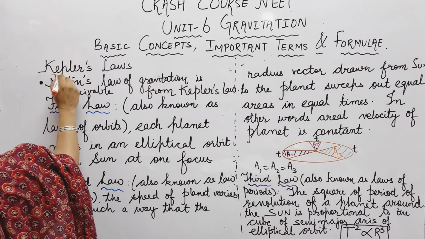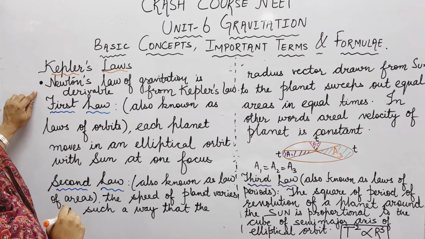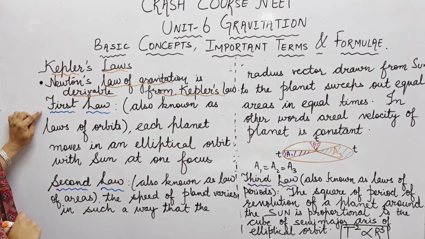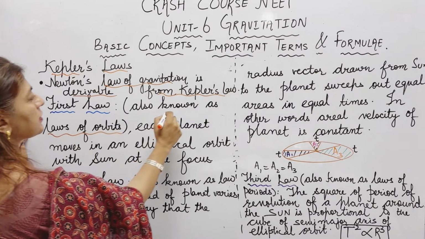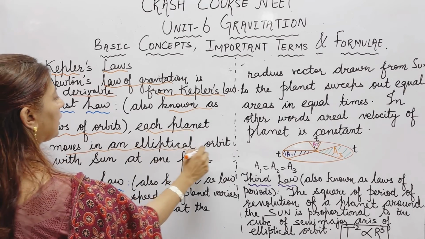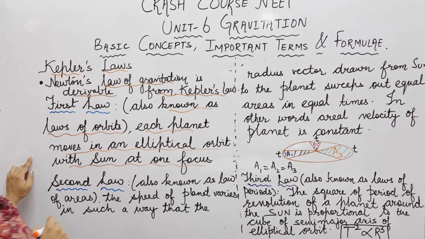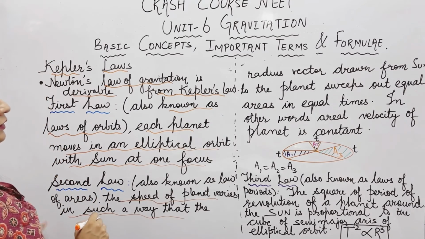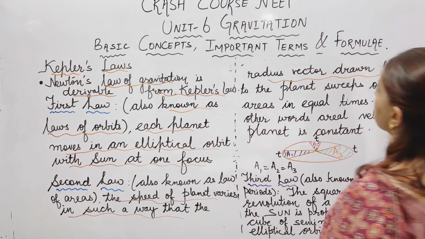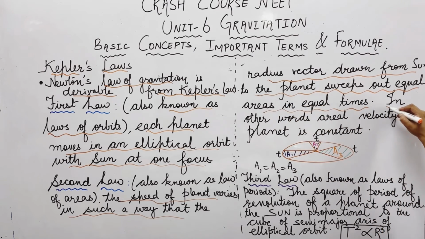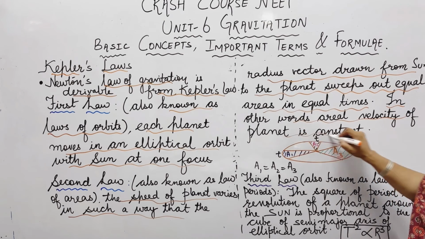Here we are talking about Kepler's laws. First thing about them is that Newton's law of gravitation is derivable from Kepler's laws. The first law, also known as the law of orbits, states that each planet moves in an elliptical orbit with the sun at one focus. The second law, also known as the law of areas, says the speed of planet varies in such a way that the radius vector drawn from the sun to the planet sweeps out equal areas in equal times. In other words, the areal velocity of the planet is constant.